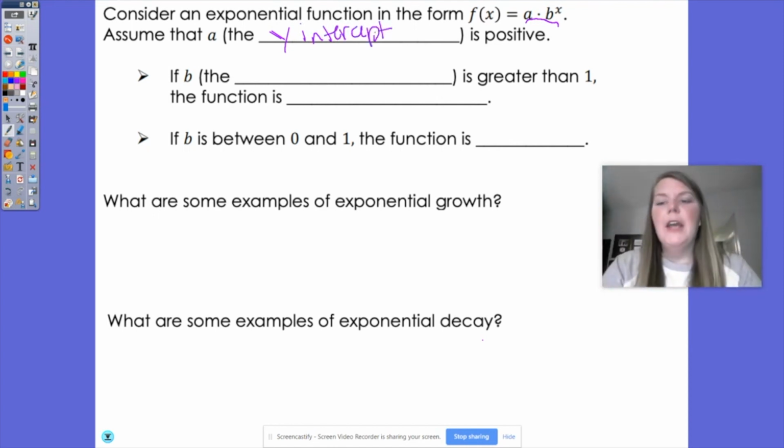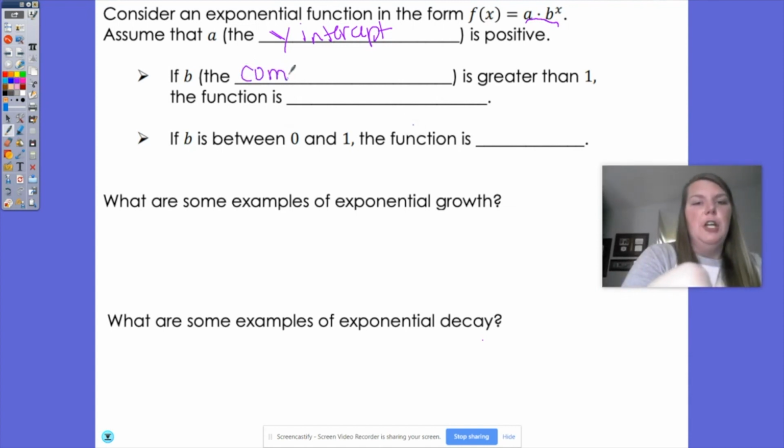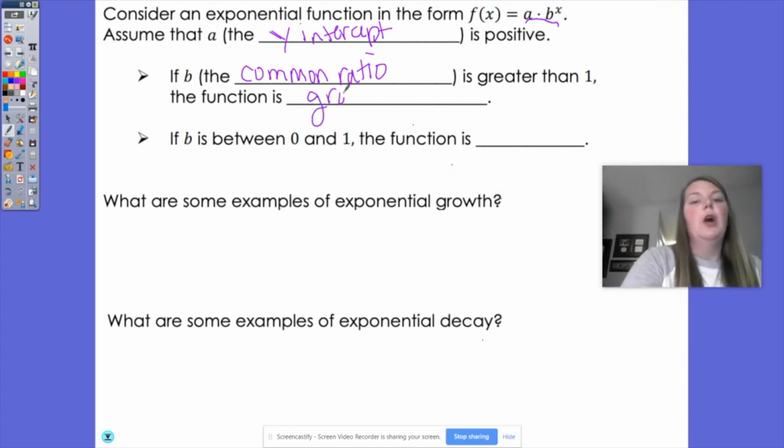That a value has to be positive because we have to either increase or decrease some value. We can't increase or decrease negative. So when I say value, we're going to be talking about real world situations. So that b, remember that's your common ratio. If that b value is greater than 1, then we're going to call that function growing or increasing.